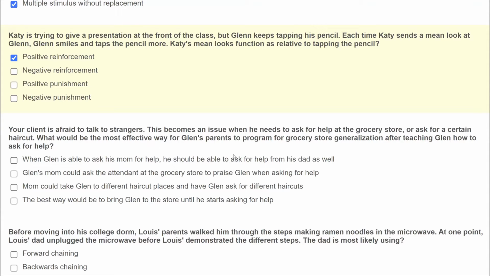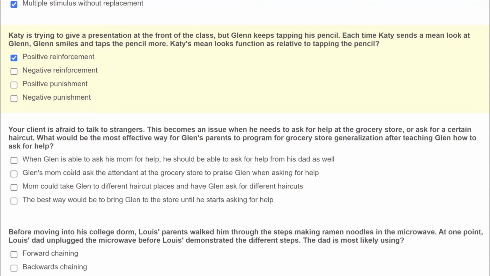We are looking for the most effective way for Glenn's parents to program for grocery store generalization. So our focus is generalization in the grocery store, meaning we need Glenn to engage in the skill in the grocery store. That's what generalization means. You're taking that skill you learned and then generalizing it and taking it to other places. So we're worried about grocery store generalization after teaching Glenn how to ask for help. So how can we generalize asking for help to the grocery store?